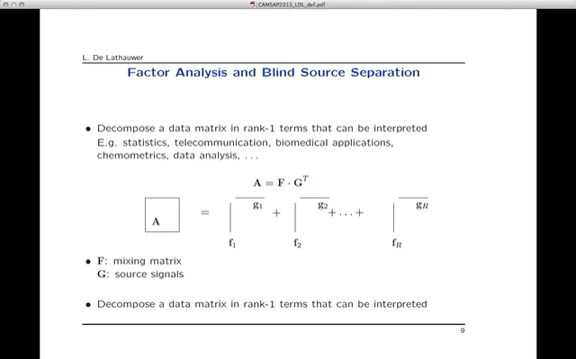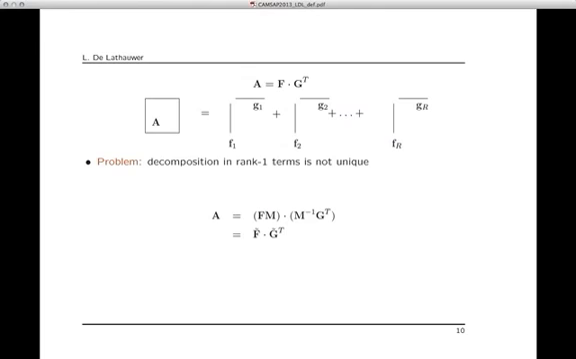Of course we hope that the rank 1 terms can be interpreted. Now this expansion in rank 1 terms, if you stack all the F vectors in a matrix F and you stack all the G rows in the rows of G transpose, that is just F times G transpose. So we all immediately see the problem.